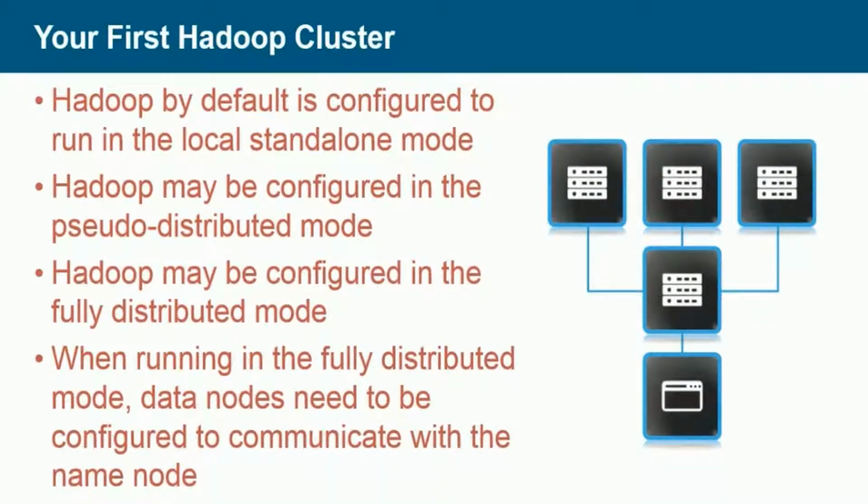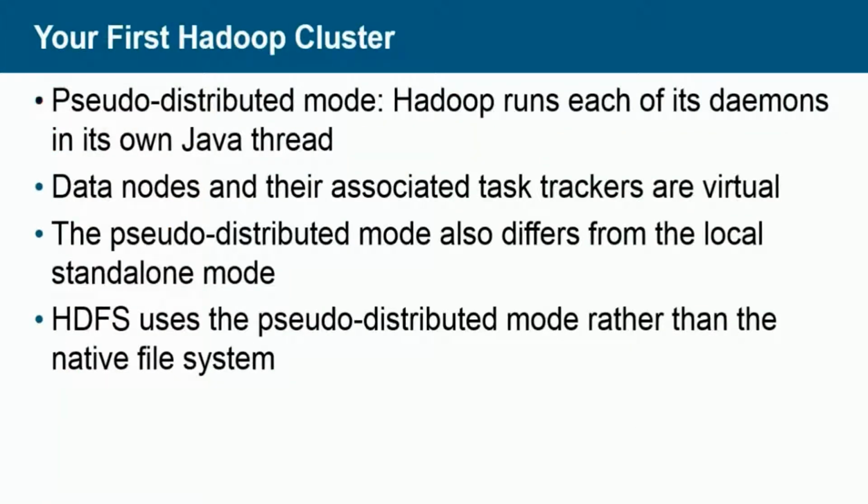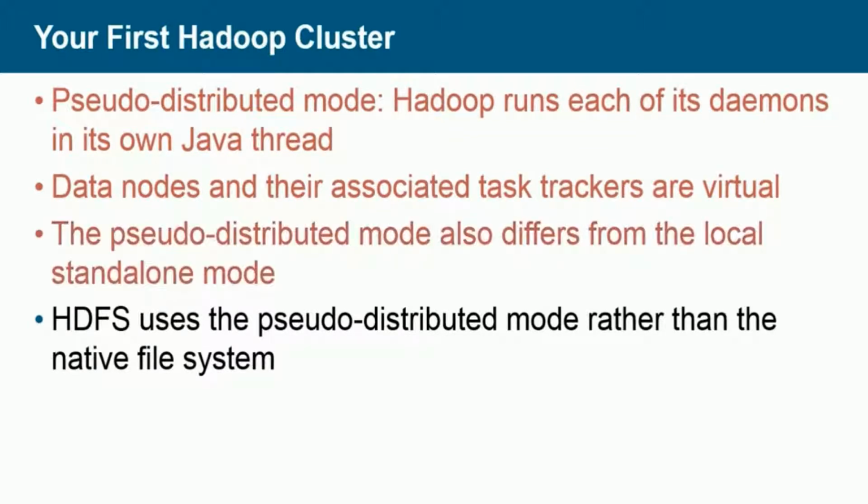When running in pseudo-distributed mode, Hadoop runs each of its daemons in its own Java thread. This simulates running a true cluster, but on a small scale. Data nodes and their associated task trackers are virtual. They exist on the same physical machine as the name node. Pseudo-distributed mode also differs from local standalone mode, as in pseudo-distributed mode, the HDFS is used rather than the native file system in standalone mode.